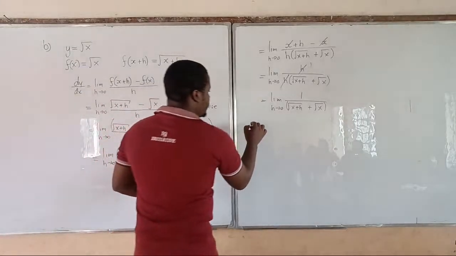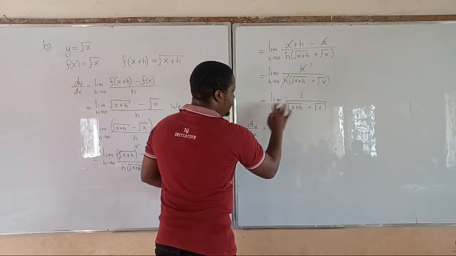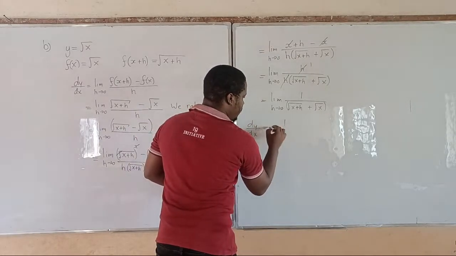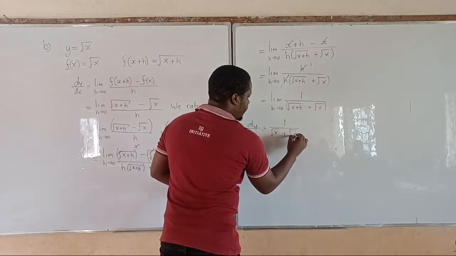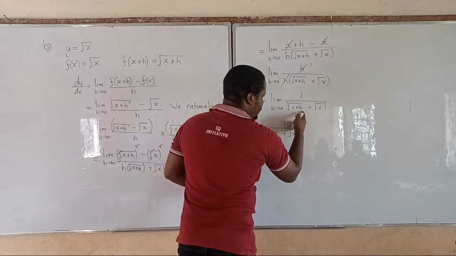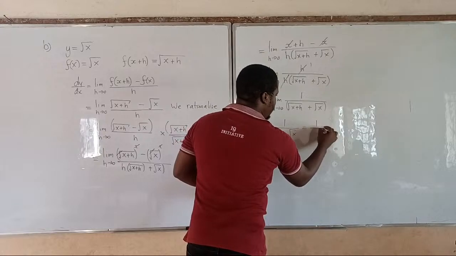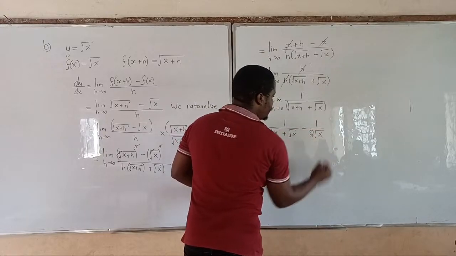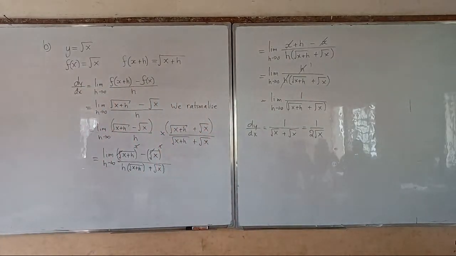What do we get? So dy/dx is equal to, after you apply the limit, you will stop writing this part, so that you just have 1 divided by root x plus root x. Remember, it's x + 0, which is just x. That's why we just have x there. So this is equal to 1 over, there are 2 of them, so 2 root x. So that's your final answer, 1 over 2 root x.